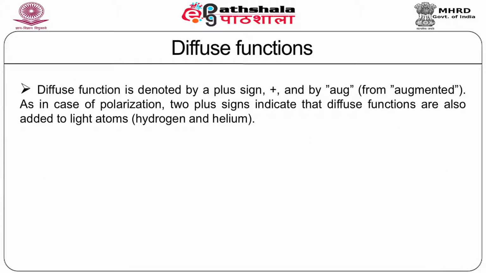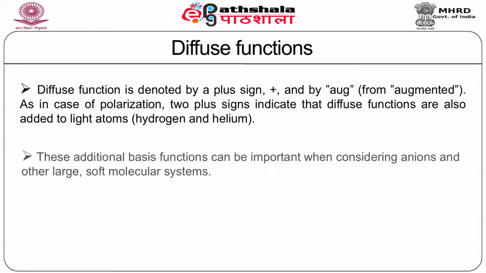Diffuse function is usually denoted by plus sign and often by this notation aug, which is an abbreviation from the word augmented. As in the case of the polarization, two plus signs indicate that diffuse functions are also added to the light atoms like hydrogen and helium. We emphasize finally that these additional diffuse functions can be important when considering anions and other large soft molecular systems.